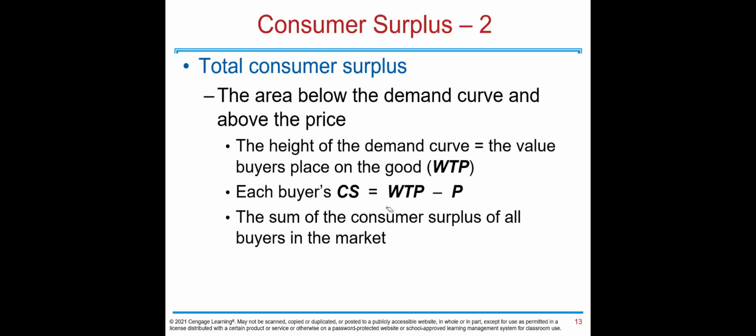Total consumer surplus is the area below the demand curve and above the price. The height of the demand curve is equal to the value buyers place on the good, which is willingness to pay. So each buyer's consumer surplus is willingness to pay minus price. The sum of the consumer surplus of all buyers in the market is the total consumer surplus.